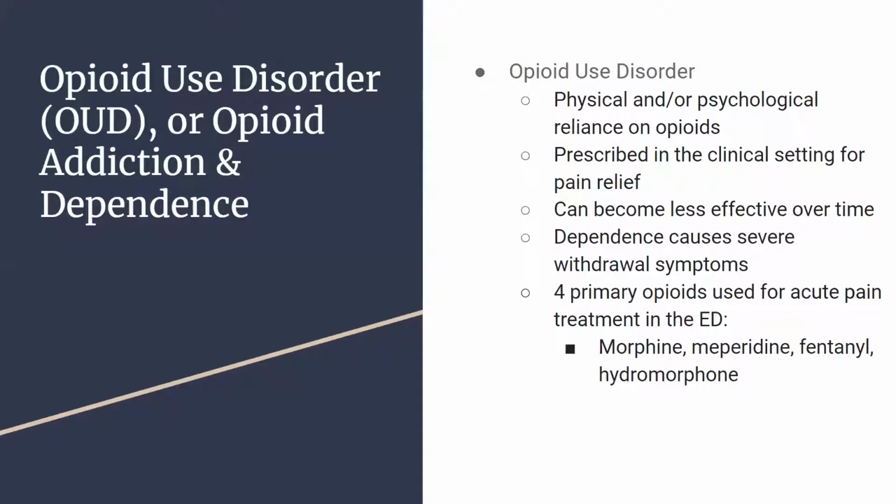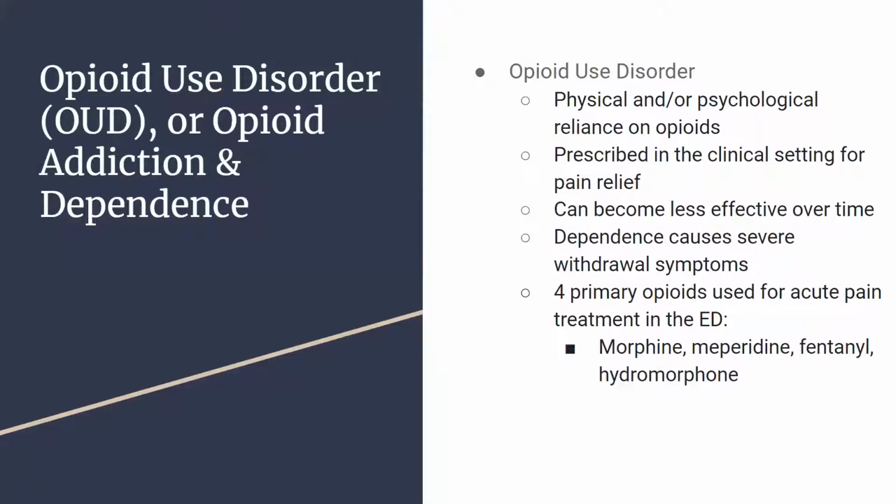To get started, I'm going to be talking about some of the conditions that we focus on in this study. One of those is opioid use disorder. I'll be referring to it as OUD. OUD is essentially just a physical or psychological reliance on opioids. And opioids are substances that are found in certain prescription pain medications and street drugs like heroin.